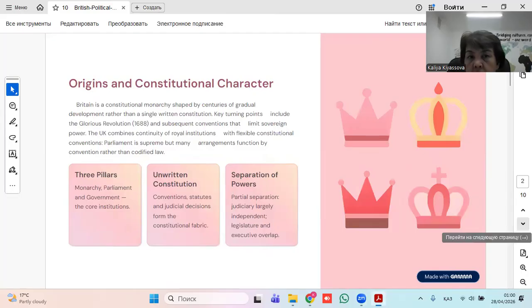Regions and the constitutional character. Here we see three pillars: monarchy, parliament, and government, the core institutions. The unwritten constitution, conventions, statutes, and judicial decisions form the constitutional fabric. And on the separation of powers, there are partial separations: the judiciary is largely independent, and the legislature and the executive overlap.